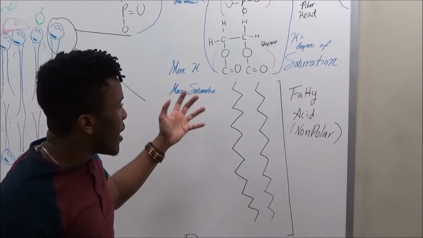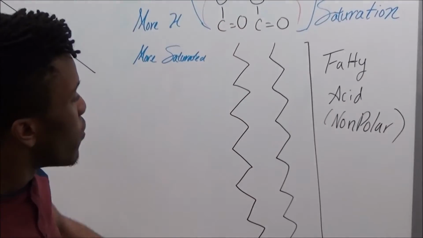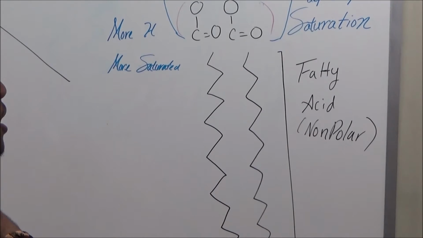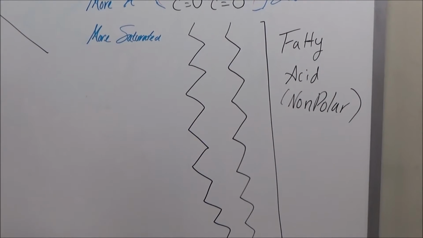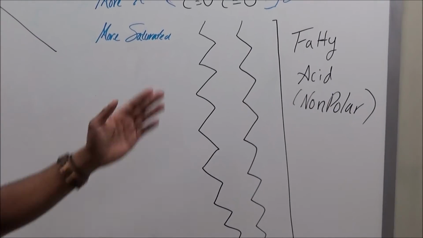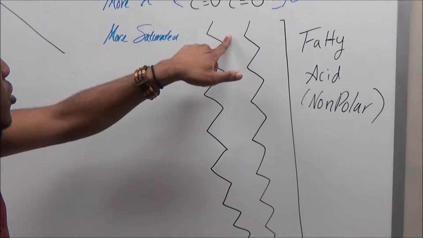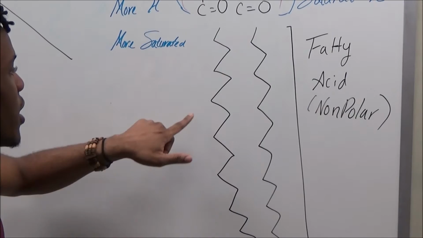Here you have the two fatty acids. These are both non-polar because they comprise completely of carbons and hydrogens. And this is the maximum degree of saturation. As you know, when it comes to skeletal drawings, there are two hydrogens at each kink for each carbon.